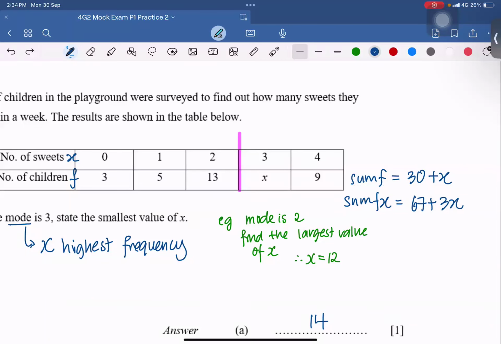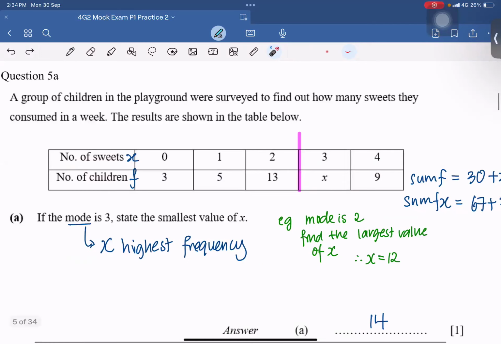So the answer, you get 30 plus x. You add up all the numbers plus x. Don't give me 30x, wrong, okay? Next, let's find fx. F times x, multiply them together. 0 times 3, for goodness sake, is 0. Some people, when they panic in exam, you write the number 3. Cannot. Okay, so please be careful.